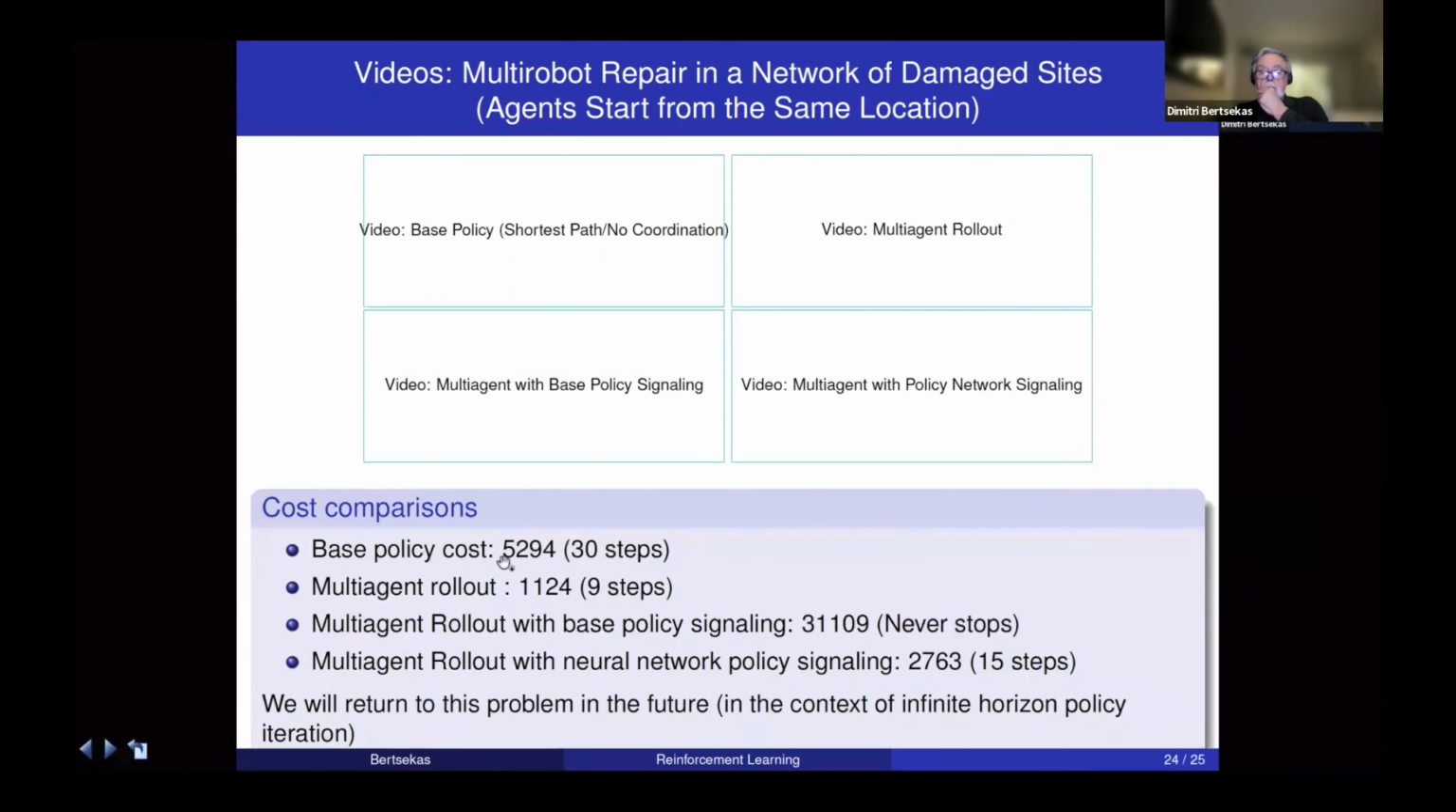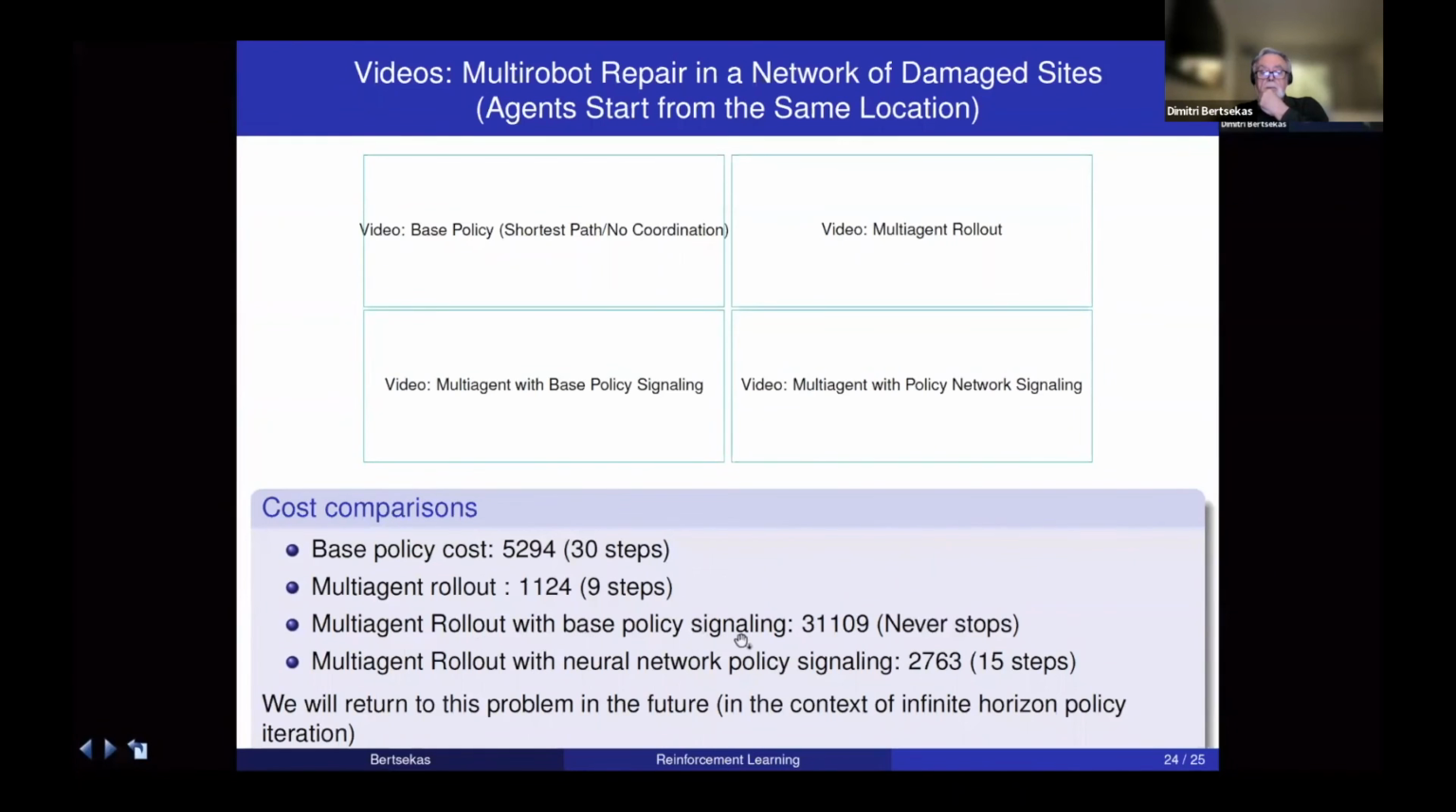The base policy cost, and this is a discounted problem, we formulated it as a discounted infinite horizon problem, is calculated to be 52.94. It takes 30 steps to fix all the damages, assuming that once you fix a damage, the site does not become damaged again. So fixes are sort of permanent. Multi-agent rollout takes a lot less, 9 steps.